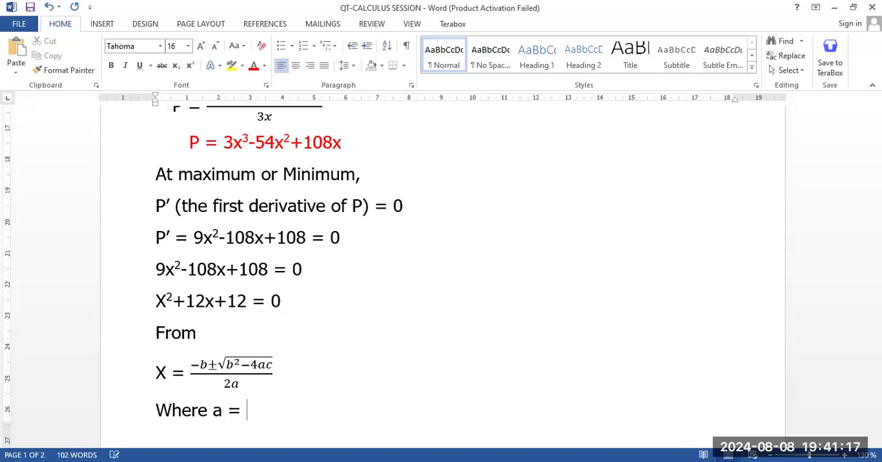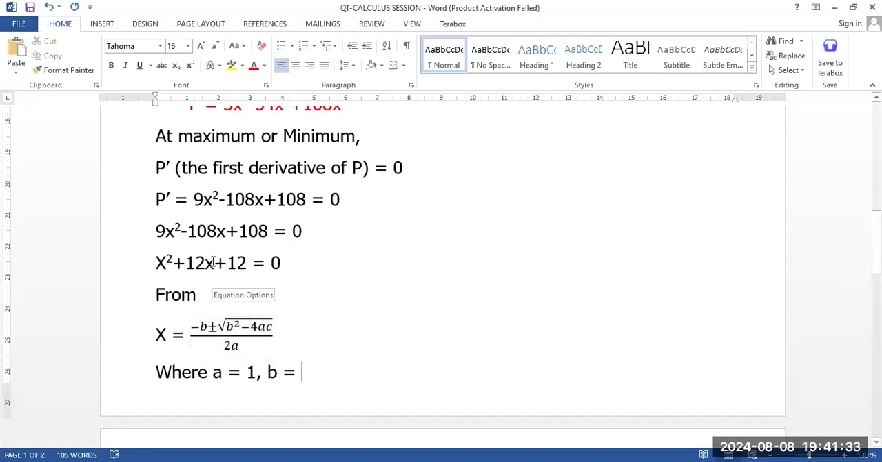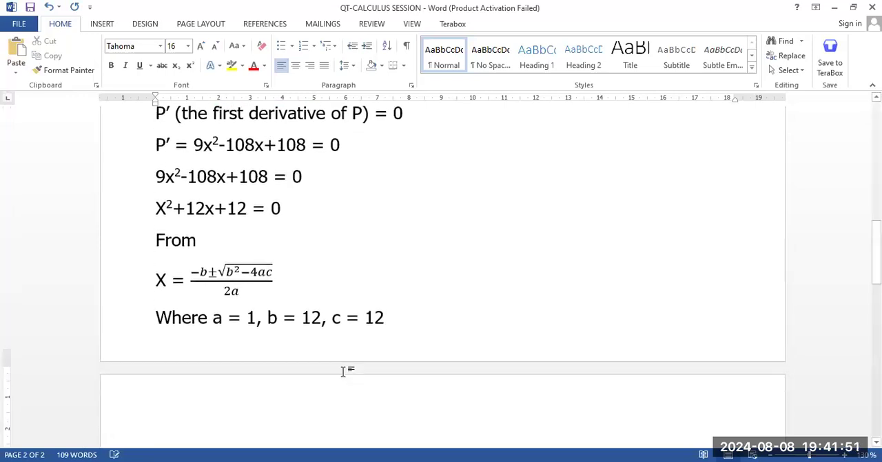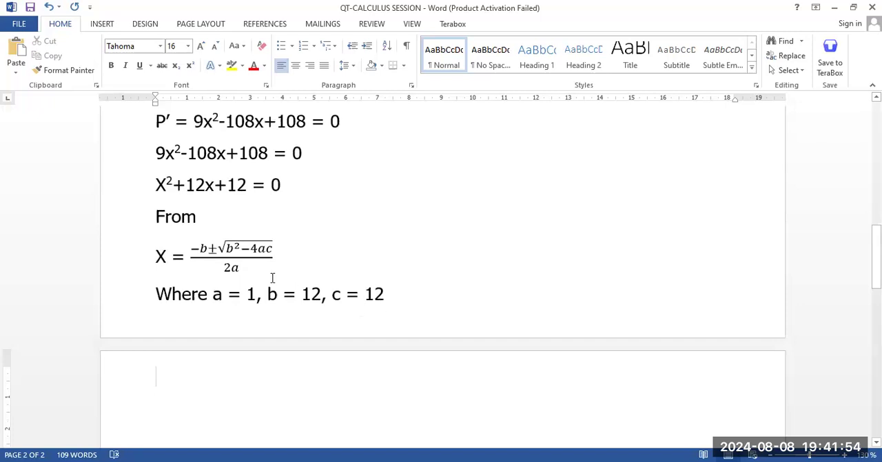where, what is a? A is always the constant that is here. So a is 1. Then b is what? Who can guess? What is b? B is the figure on x, which is 12. Then c is this one, the constant without a variable. So where you have a, put 1. Where you have b, put 12. Where you have c, put also 12.